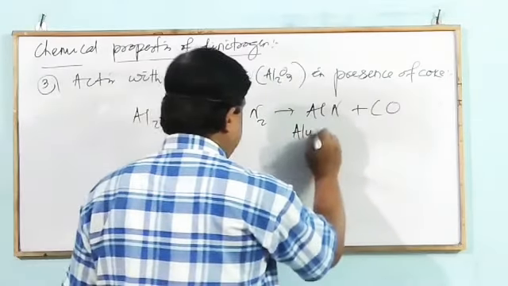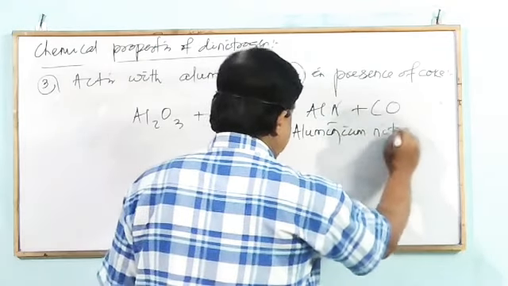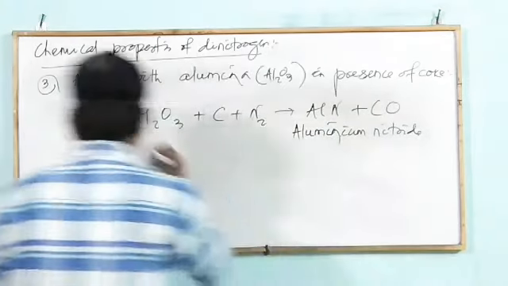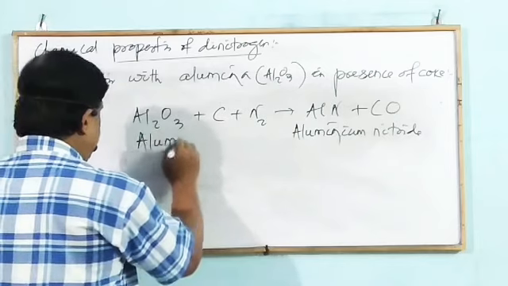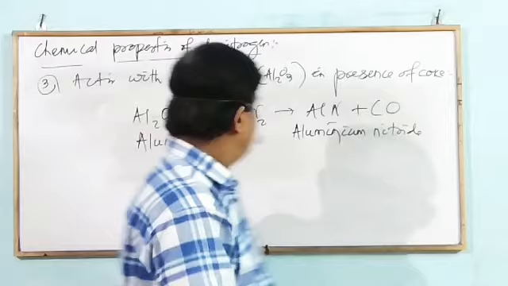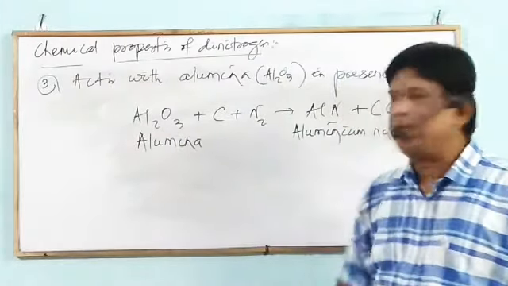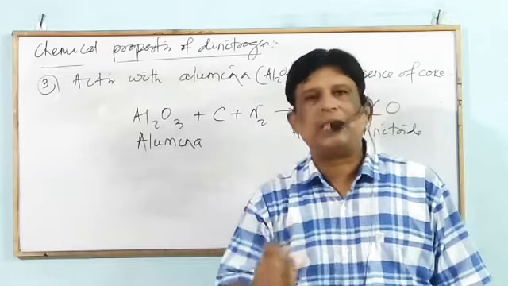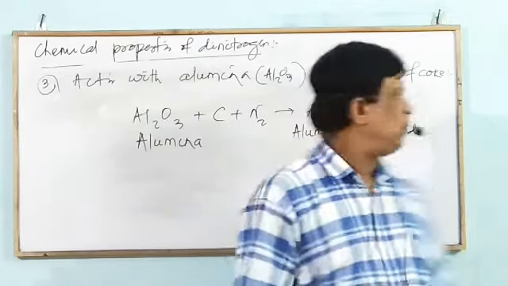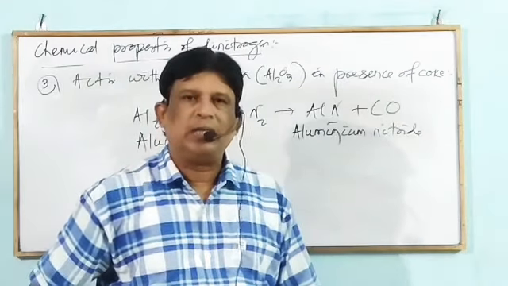Its name is aluminum nitride. That means when alumina is treated with dinitrogen in the presence of coke, what is formed? Aluminum nitride is formed.